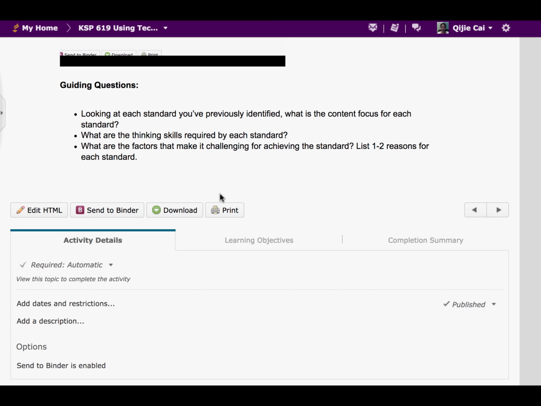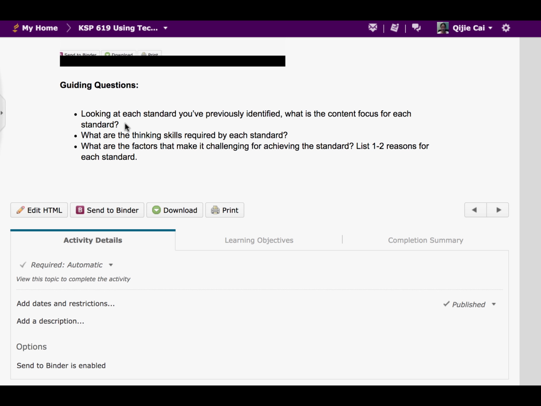In the second step, we'll take a closer look at the two standards you just identified. So these are the guiding questions for you to consider. The first one, looking at each standard you've previously identified, what is the content focus for that standard?